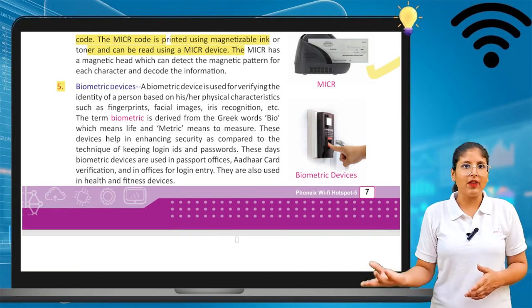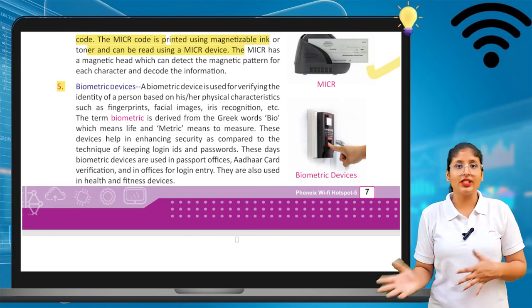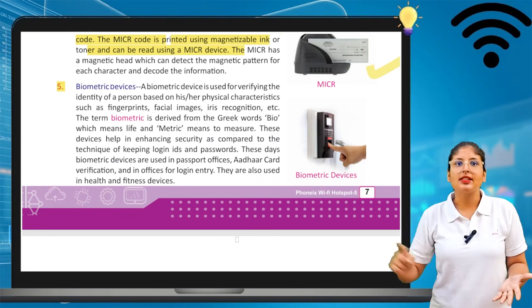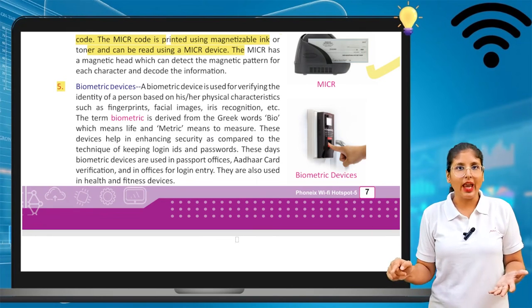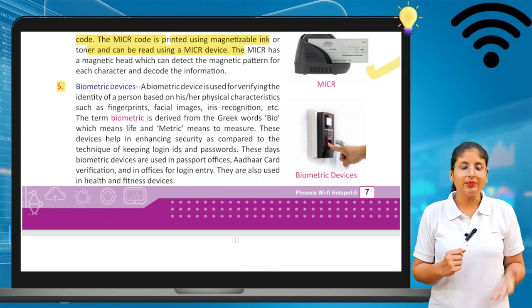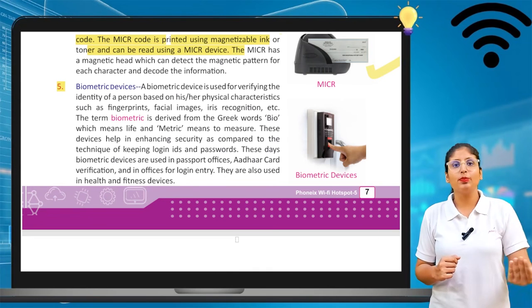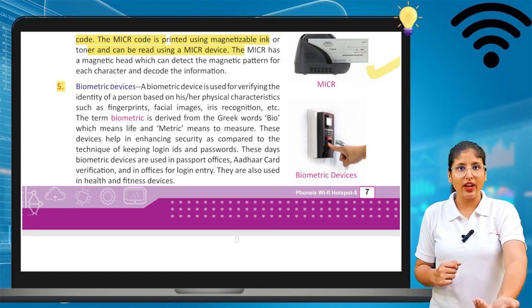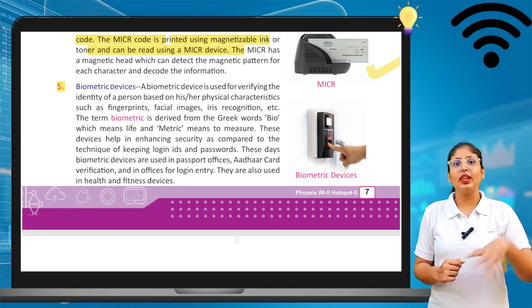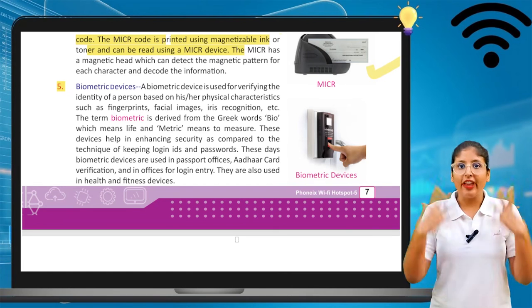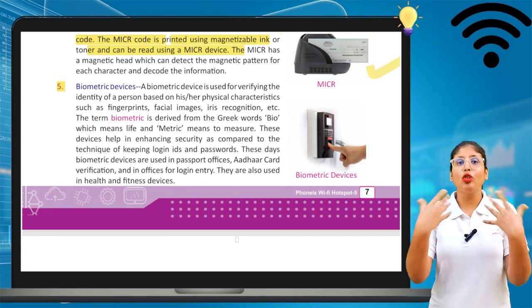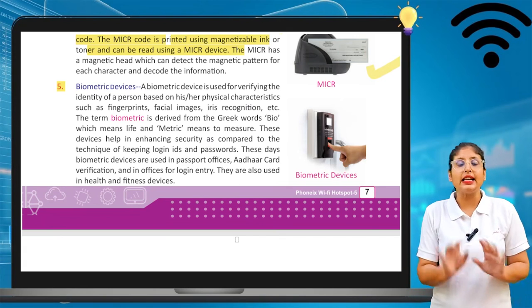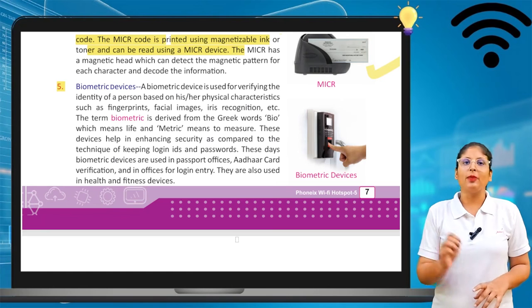Normally biometric devices are there in schools and offices to mark the attendance of their staff and teachers. So this is also an input device, because we have to give input to that device. They cannot show output. We have to show our face to the biometric, or you can enter a password in it. So this is a biometric device.